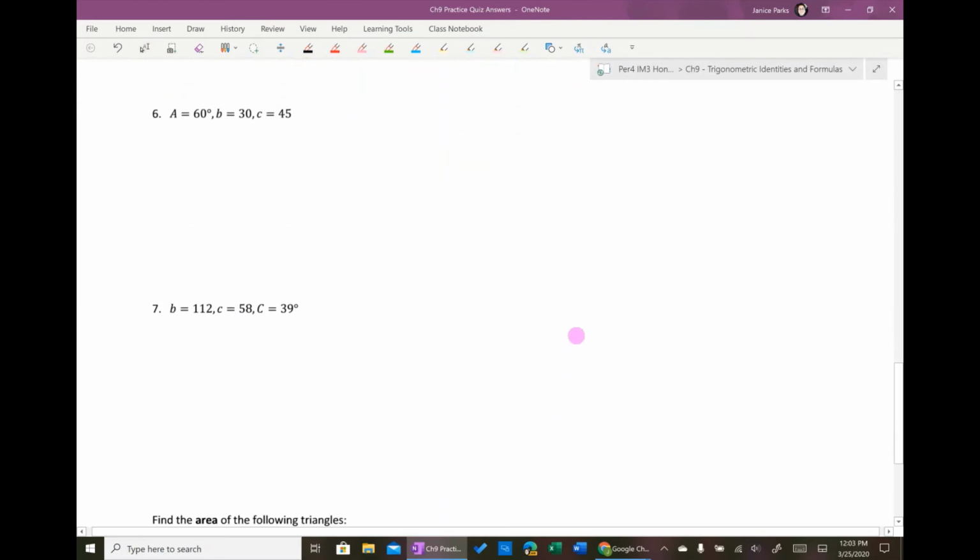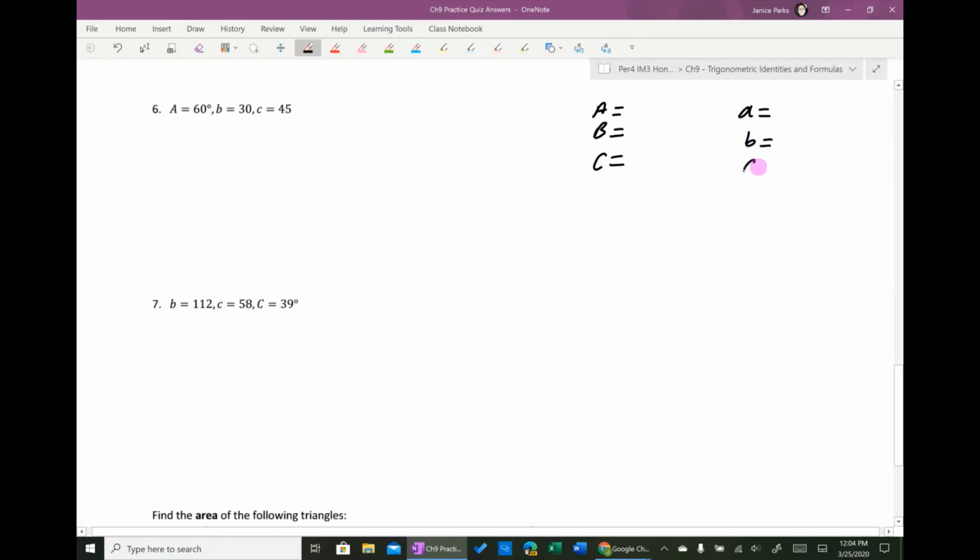For number 6, again, just start off with angle ABC and side ABC. So A is 60 degrees, B is 30, C is 45. This is definitely law of cosines. For law of cosines, you're given one angle and two sides, or the letters are all different. So you have an A, a B, and a C. And we don't have the side across from the angle, so we can't use law of sines. We do have to use the A squared formula, but you do not have to check for a second triangle.